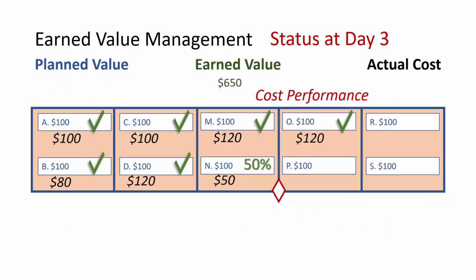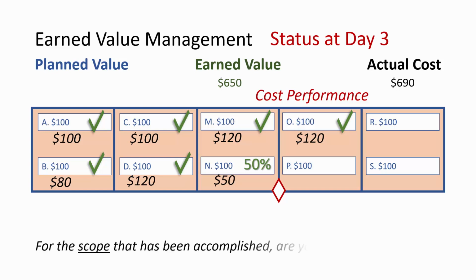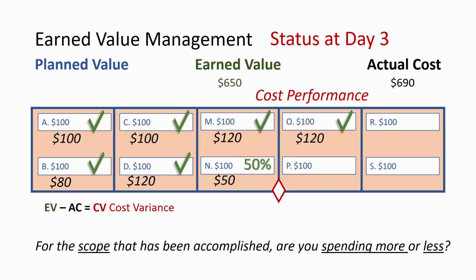Cost performance is pretty intuitive. Record the actual cost of the activity, then roll it up so that you have the actual cost as of the status date. Here, that is 690. The key question for evaluating cost performance is, for the scope that has been accomplished, are you spending more or less? Compare earned value to actual cost to determine the cost variance. In this case, the variance is negative, so it's over the planned cost.